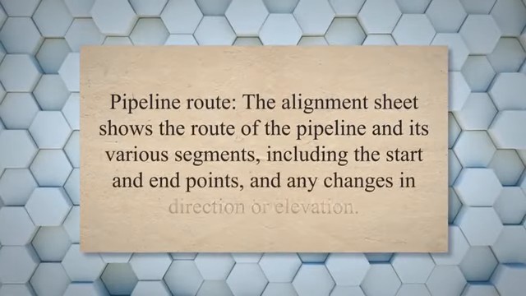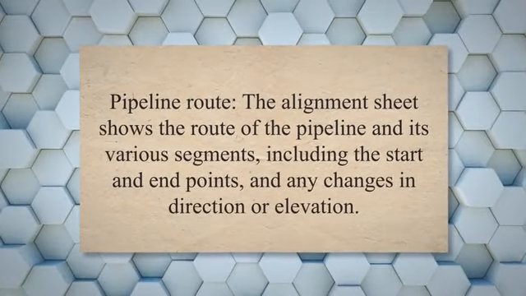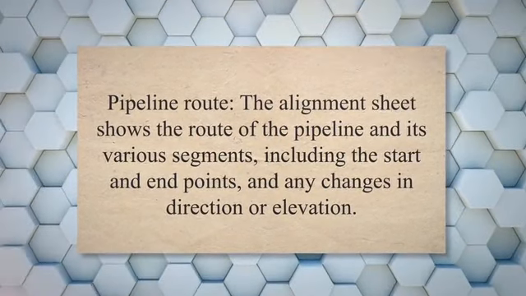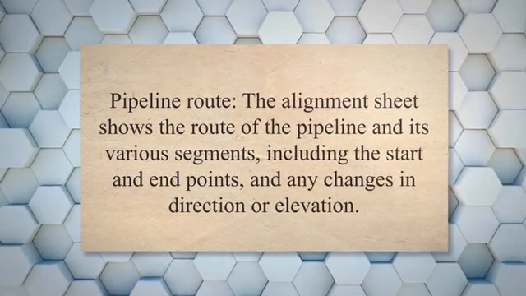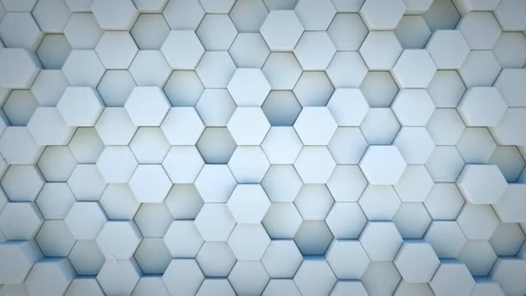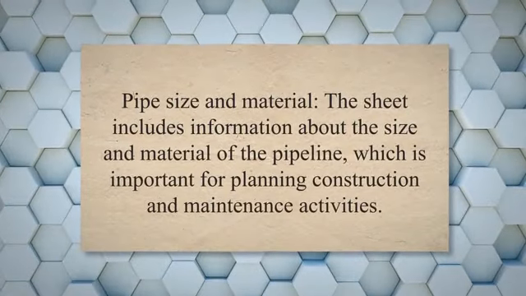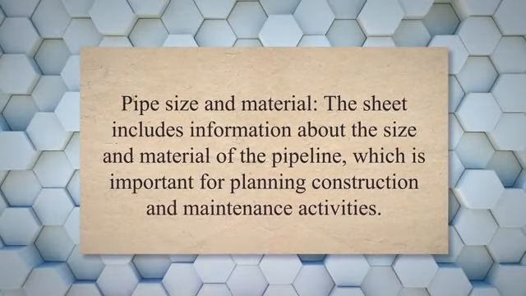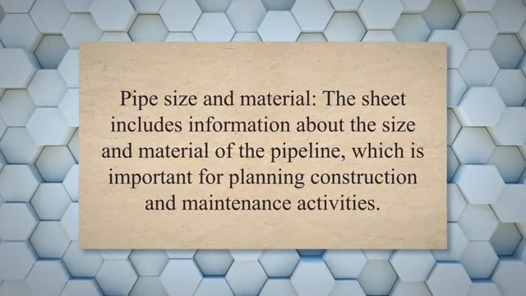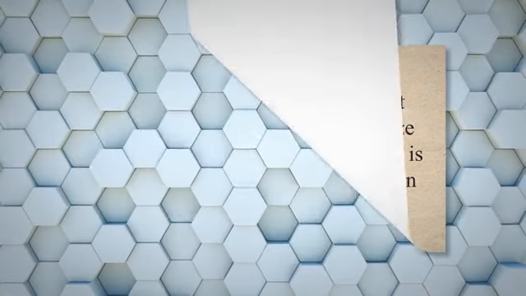Pipeline route. The alignment sheet shows the route of the pipeline and its various segments, including the start and end points, and any changes in direction or elevation. Pipe size and material. The sheet includes information about the size and material of the pipeline, which is important for planning construction and maintenance activities.